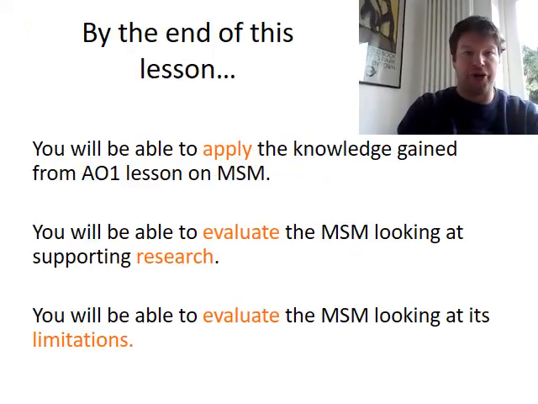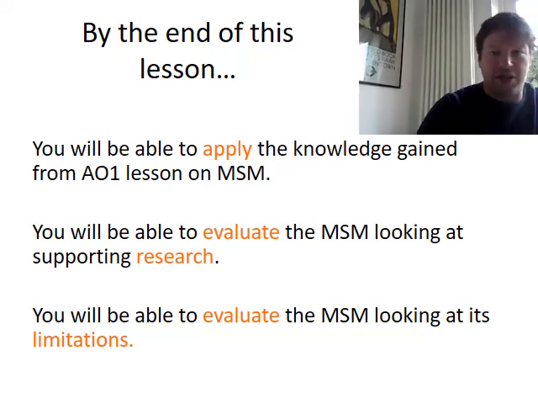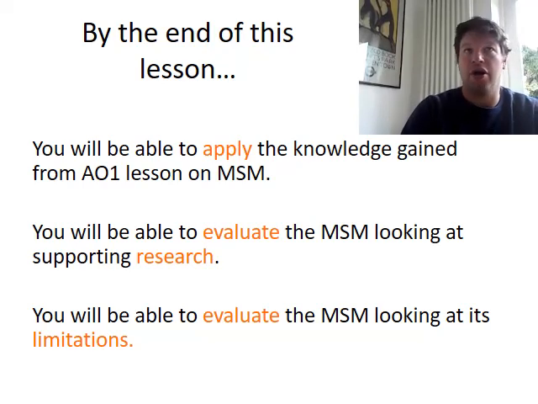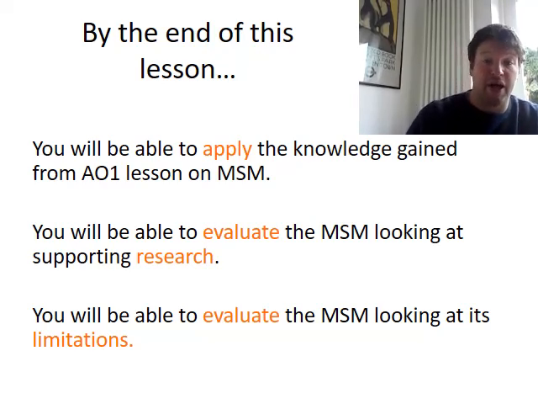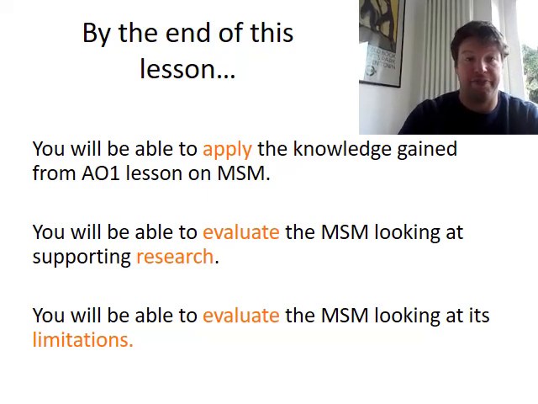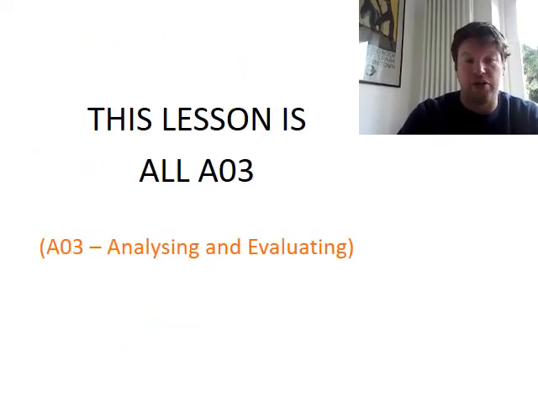Okay, so multi-store model. Hopefully you're able to apply the AO1, so have some understanding of what it actually shows us in regard to studies and things like that. The main bits you're going to look at is just a quick evaluation, a few evaluation points, looking at supporting research and the research that's maybe not supported it, and look at its limitations as well. Okay, this is all AO3.